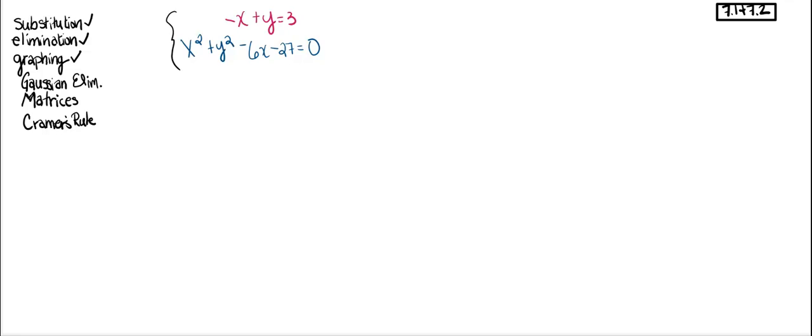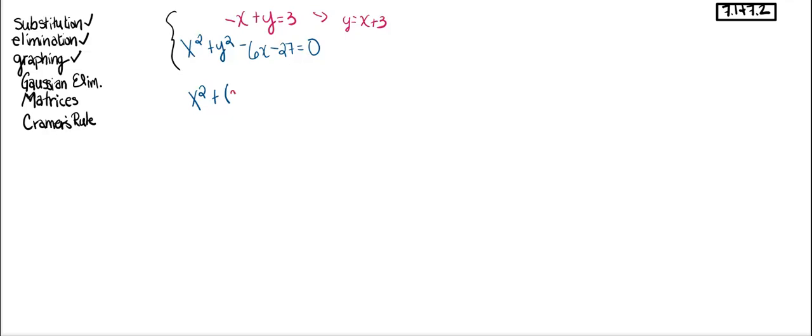I think the easiest way to solve this would be using the substitution method. So I'm going to solve for y here. Y is equal to x plus 3, because I just moved the x to both sides. So for every y I see, I'm going to substitute x plus 3 in its place in the second equation. So here we go, x squared plus, instead of y, I'm going to write in x plus 3.